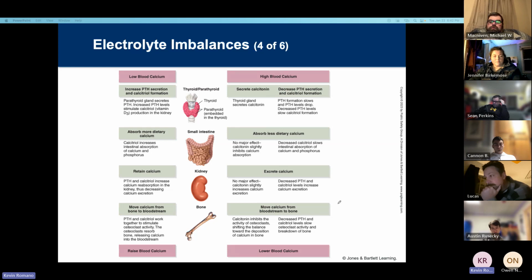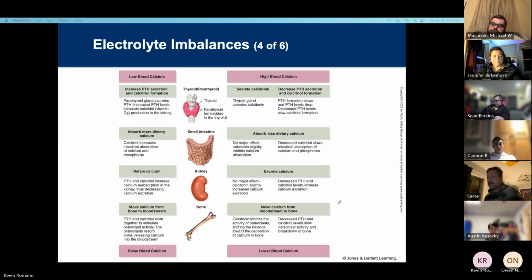right? So thyroid, parathyroid, the glands can cause low blood calcium, right? Remember that the thyroid gland also secretes calcitonin. So decreased PTH secretion and formation. The PTH formation slows, the PTH levels drop, which decreases PTH levels, then slows the calcitriol formation.